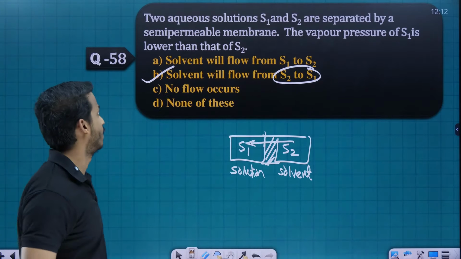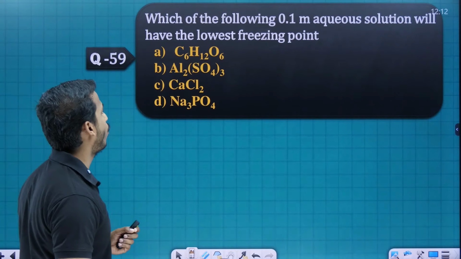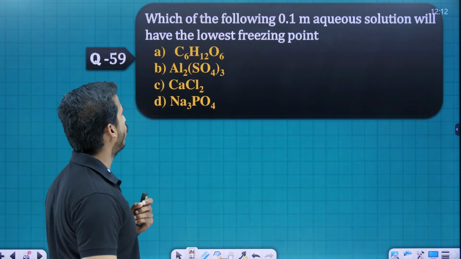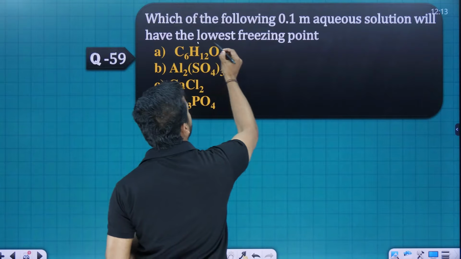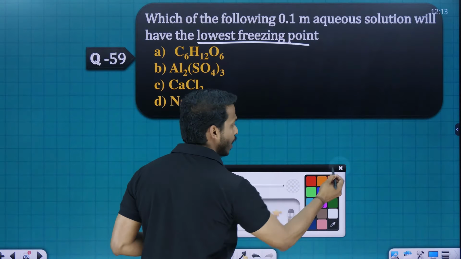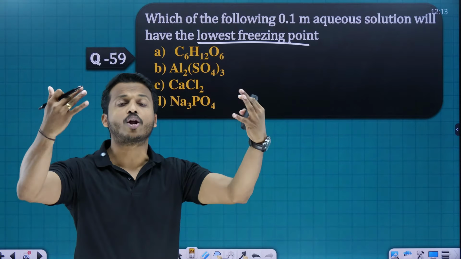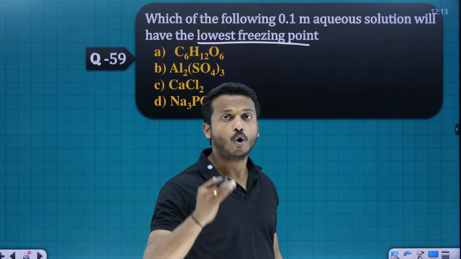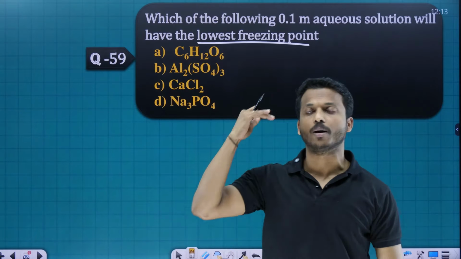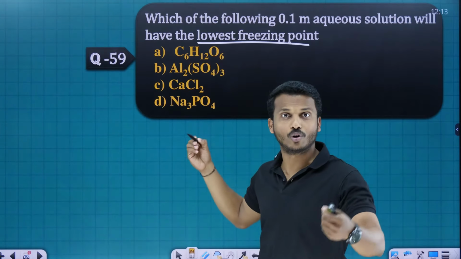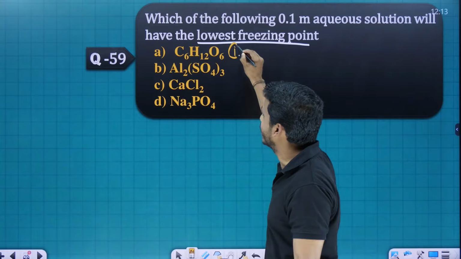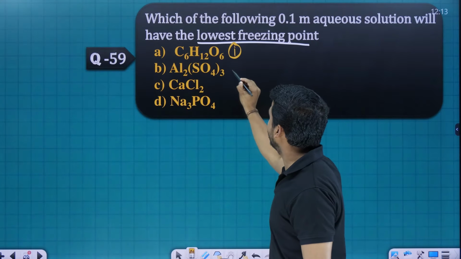Remember all, when the number of solute particles increases, what happens? Vapor pressure decreases. Next one, which of the following 0.1 molar aqueous solutions will have the lowest freezing point? Many times we discussed, lowest freezing point means they contain more number of particles. That's the meaning. See, this is glucose. Glucose does not dissociate. It exists as glucose itself.